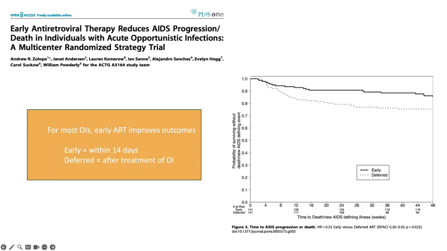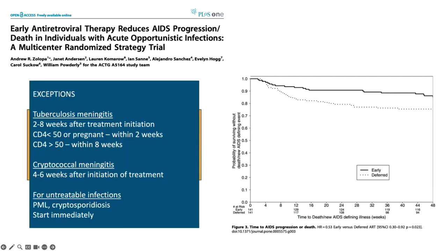And earlier we talked about the study that early ART improves outcomes. But our exceptions are TB, cryptococcal meningitis, and then if you have untreatable infections like PML or cryptosporidiosis, where you don't have great defined treatment, you really want to try to get those people on ART immediately. If you have a virus and you didn't know that something like crypto existed until they get IRIS, do you ever stop ART? Generally, you keep going and you just add on the steroids.